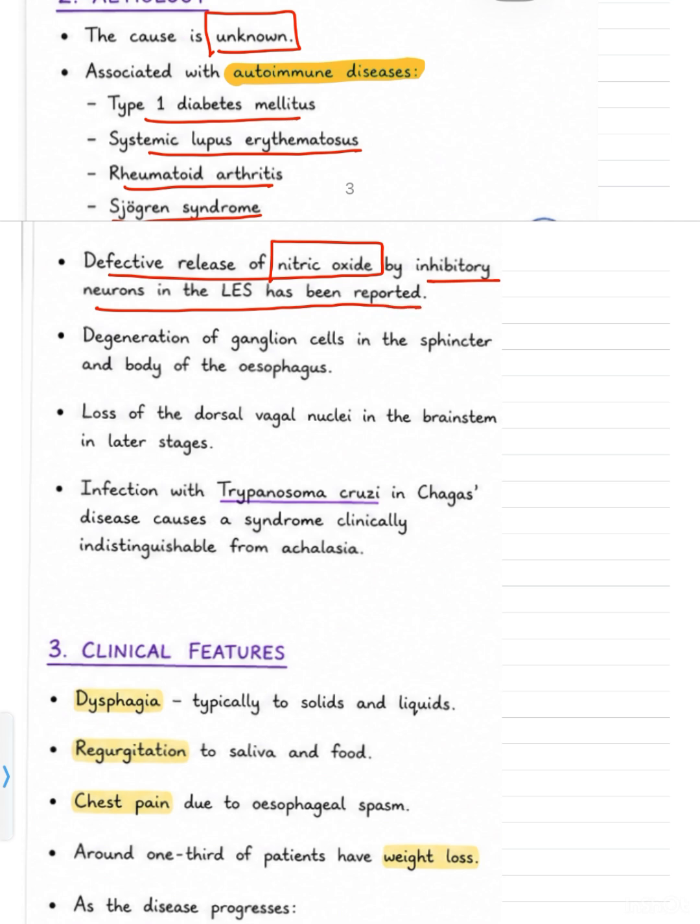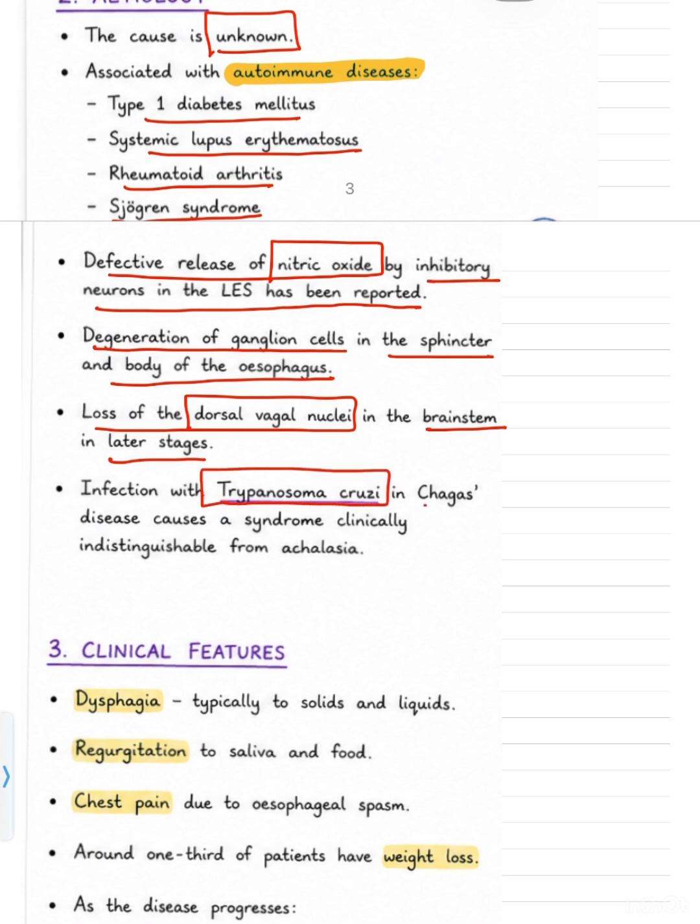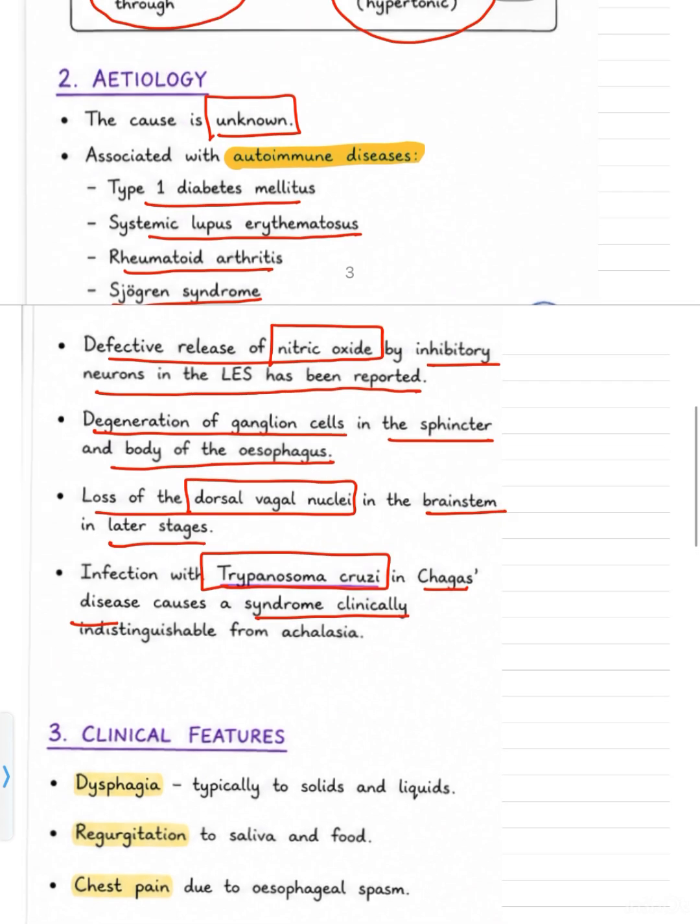Third, there is a degeneration of ganglion cells in the sphincter and the body of the esophagus. Fourth, in the later stages there is a loss of the dorsal vagal nuclei in the brainstem. And fifth, infection with Trypanosoma cruzi in Chagas disease causes a syndrome which is clinically indistinguishable from Achalasia. So these are the pathophysiology, that is, the etiology.